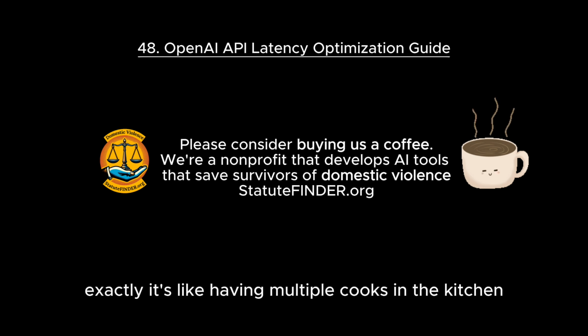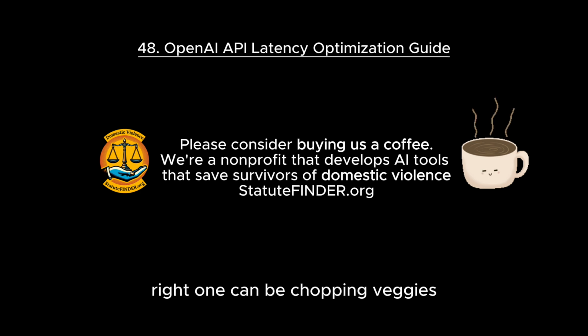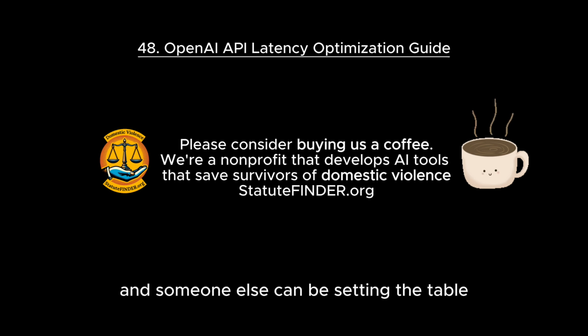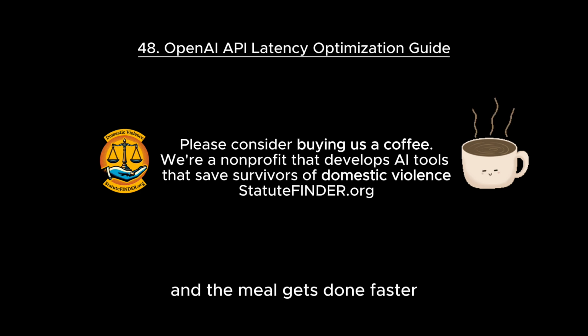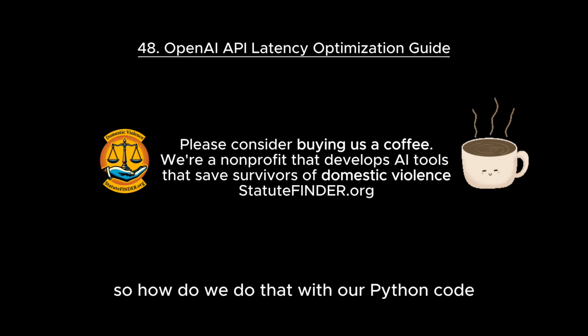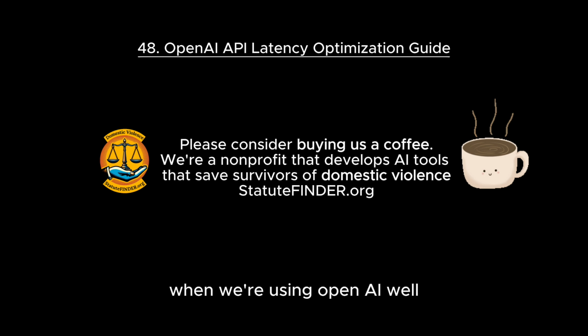Exactly. It's like having multiple cooks in the kitchen, right? One can be chopping veggies, one can be stirring the soup, and someone else can be setting the table. Everyone's working at the same time, and the meal gets done faster. Okay, I can see that. So how do we do that with our Python code when we're using OpenAI?